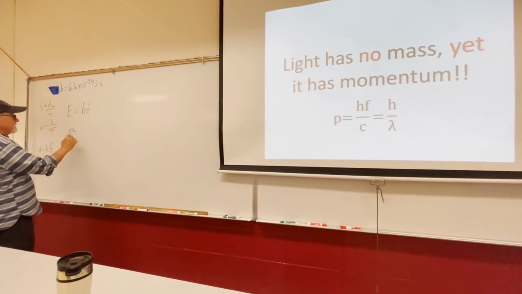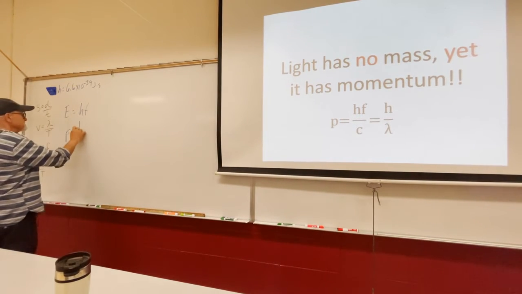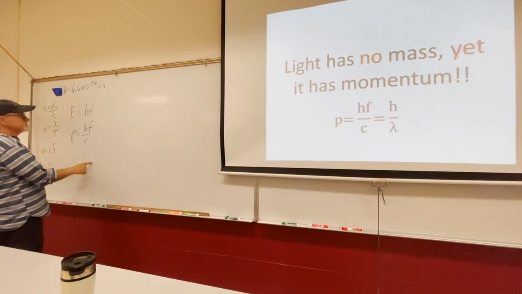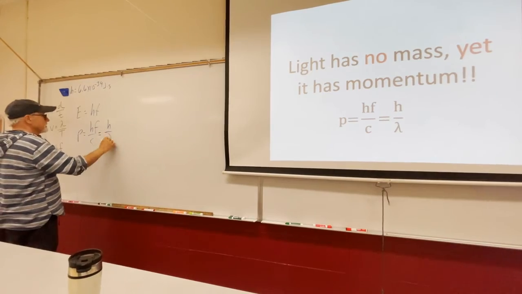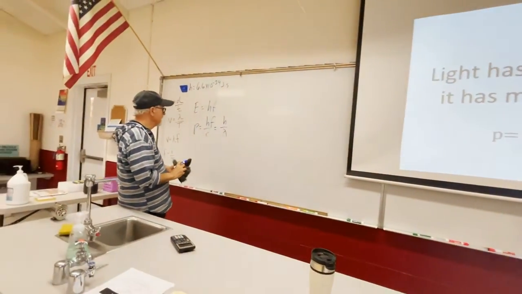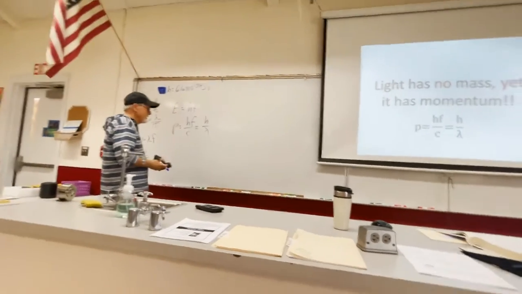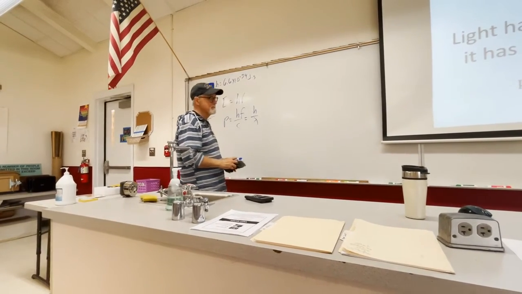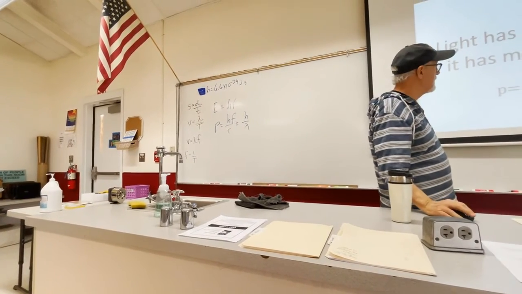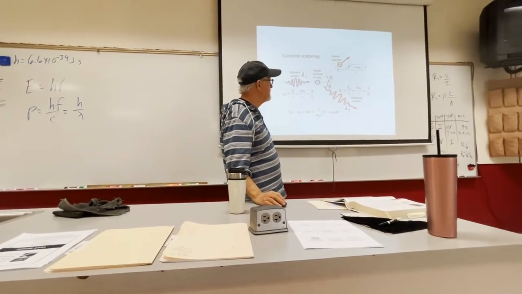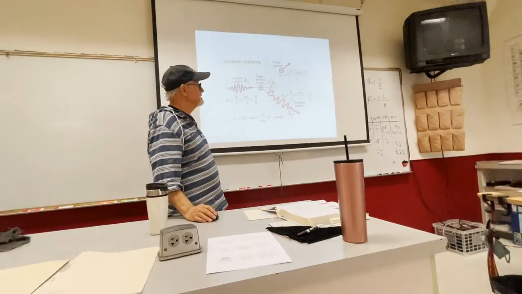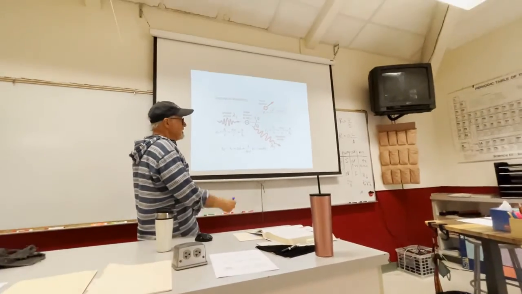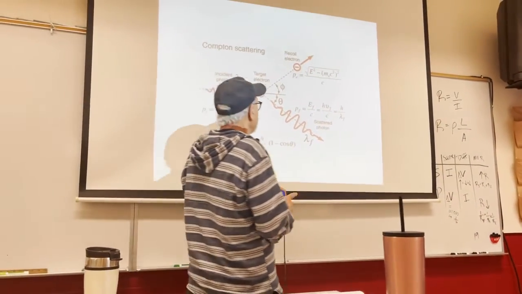So the momentum is Planck's constant times the frequency over the speed of light, which is the energy over the speed of light. How do they get that? Oh, E equals MC squared? No. We could get into the math, but it doesn't matter. That looks just like the two collisions that we did, and that's exactly what we've got going on. This has some momentum.